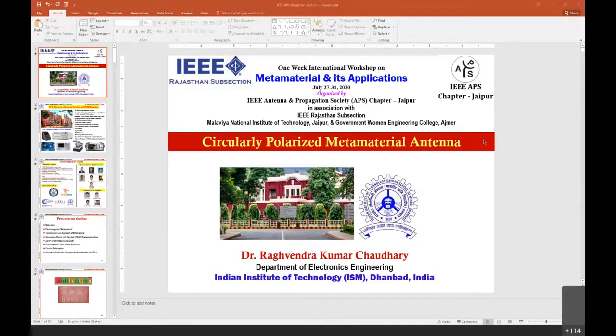Today's session, I'll cover circularly polarized metamaterial antennas. This is one of the areas where we are working at IIT Dhanbad. Before the CP metamaterial antennas, the idea was how to develop compact antennas.